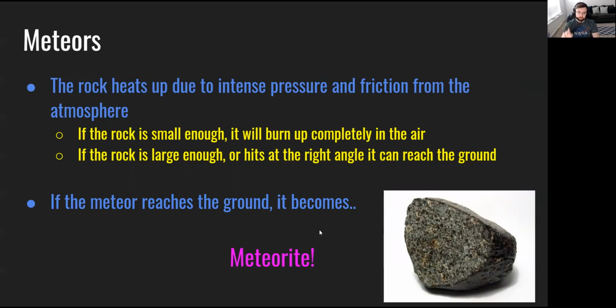So three stages. Meteoroid is in space. Meteor is in the air. Meteorite is on the ground. So remember to keep those in order. Meteoroid, meteor, meteorite.